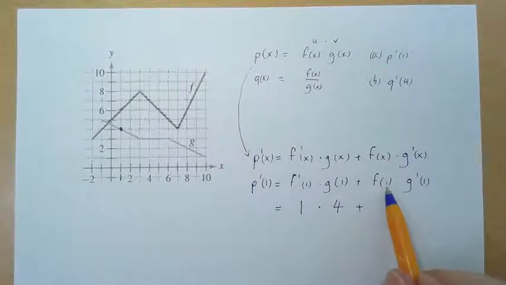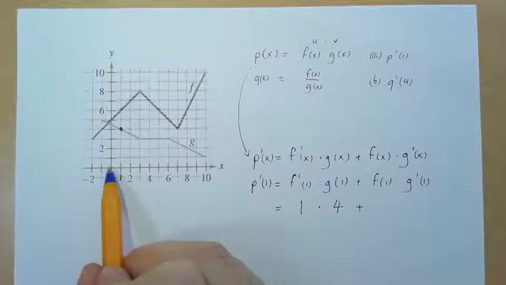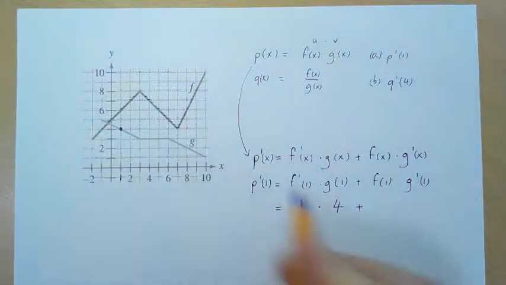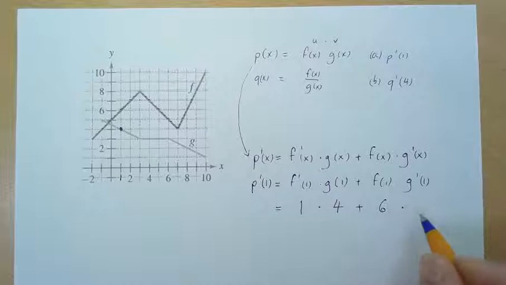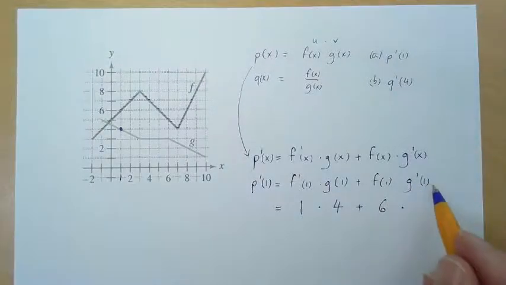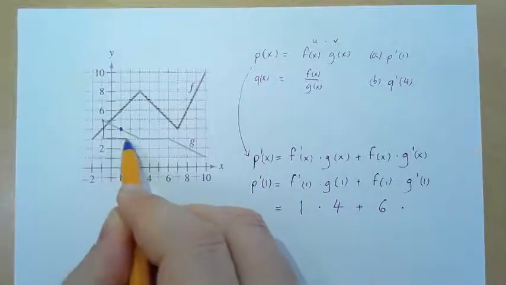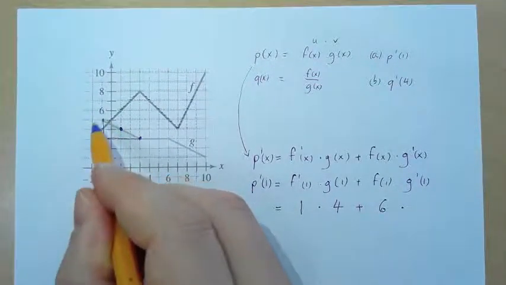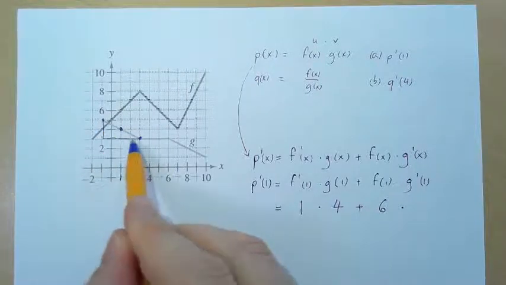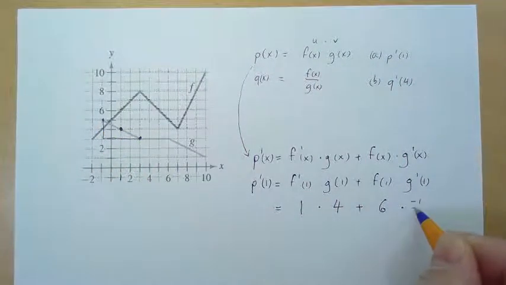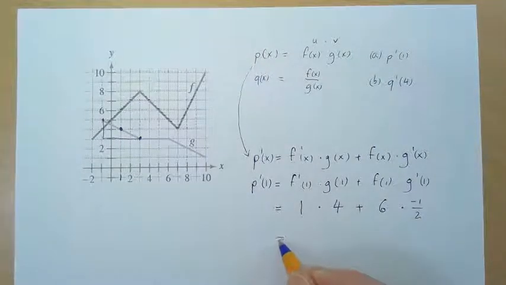What is f of 1? That's the value of f at x equals 1. It's up here. It's 6. And finally, what is the slope of g at 1? I have to be careful, so I'm just going to take these two endpoints. It's negative 2 over 4, which is negative 1 over 2. So the slope of function p at x equals 1 is 4 minus 3 equals 1. Without even graphing it, I can find the answer.